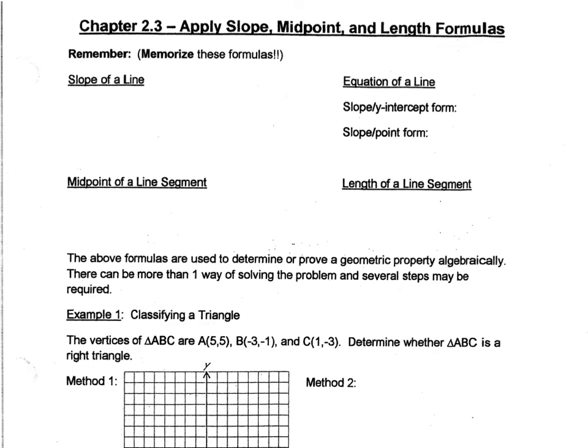The 2.3 lesson just puts together all the things that we've learned in the past couple days. So there are some formulas that you're going to need to remember for your quiz tomorrow, and those are at the top of this note. The first one is your slope formula. Little m stands for slope, and slope is equal to rise over run, which is y2 minus y1 over x2 minus x1. So you're going to need to have that included in your quiz tomorrow.